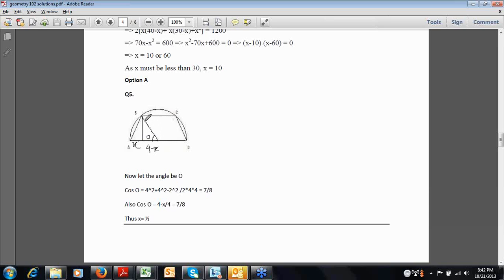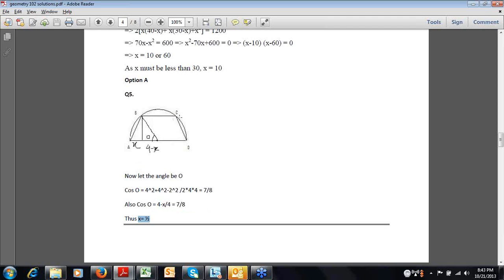This value is 4 from B to the center of the circle. So we can calculate the value of cos O as a square plus b square minus c square upon 2bc. So cos O has been calculated as 7 by 8, and the value of x will be calculated to be half.